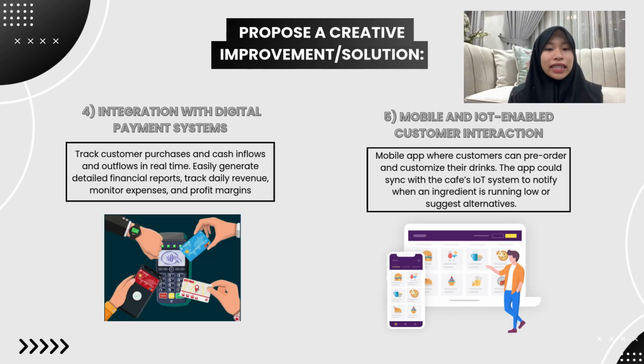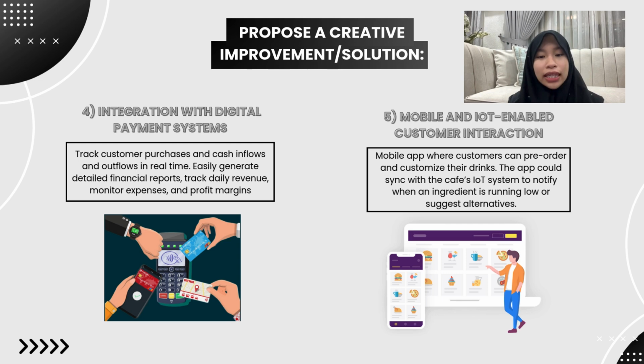The fourth one is integration with digital payment systems. This is to solve inefficient budget allocation, where we can integrate with digital payment that is used to track customer purchases but also cash inflows and outflows in real time. Also, this system can generate detailed financial reports, track daily revenue, monitor expenses, and highlight profit margins for each menu item, which will improve our cash flow visibility and budgeting.